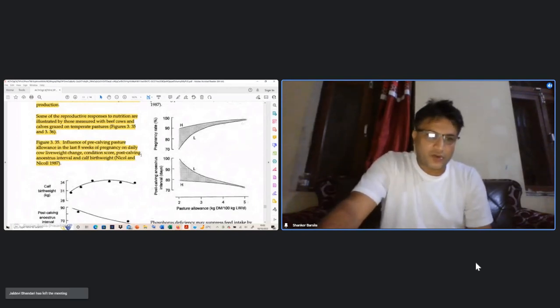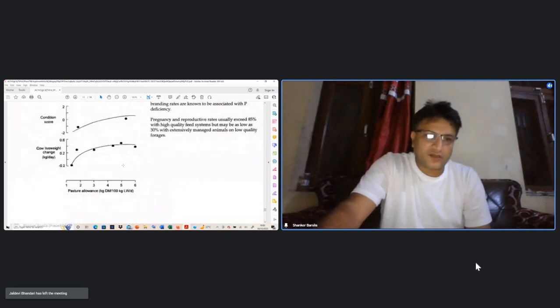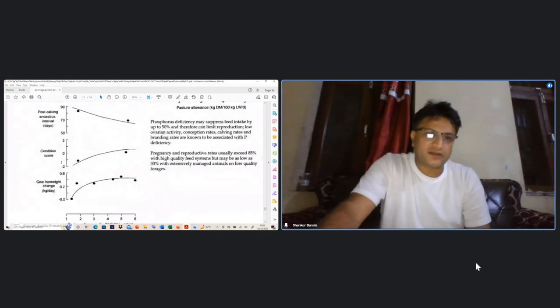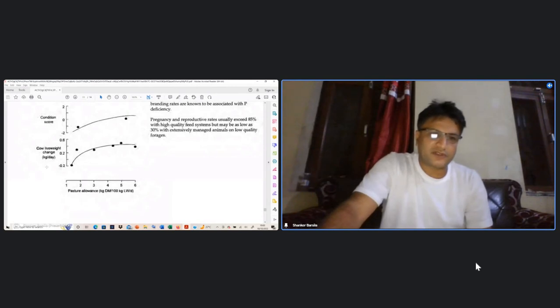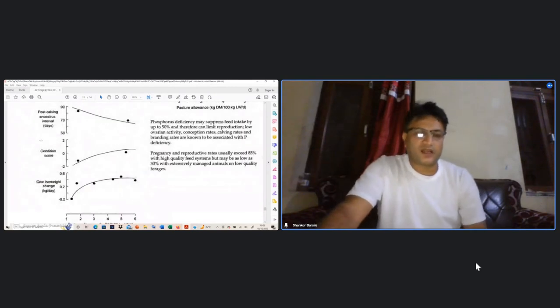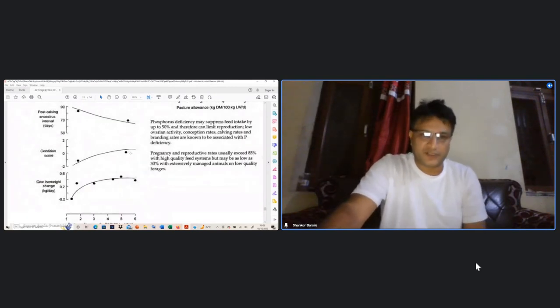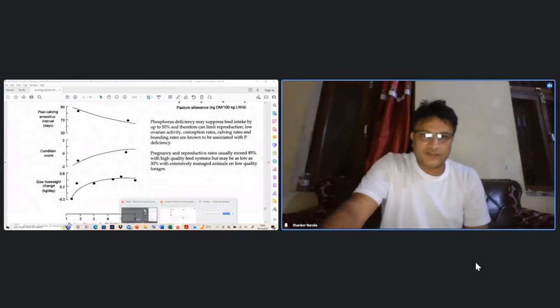Okay. So if you talk about cow live weight and body condition score, there is also the same tendency. Okay, if you increase the pasture allowance, live weight will also be increased, and body condition score would also be improved.